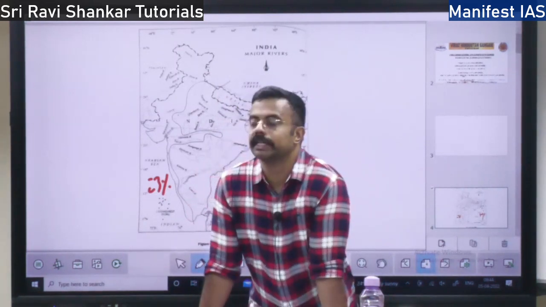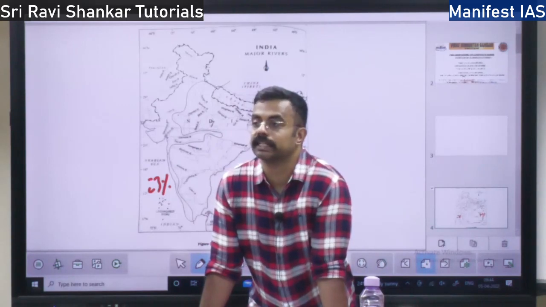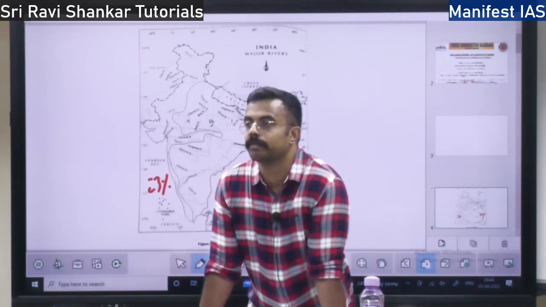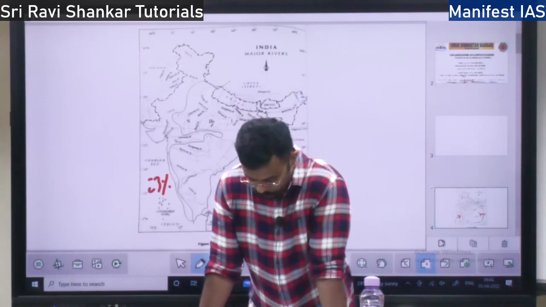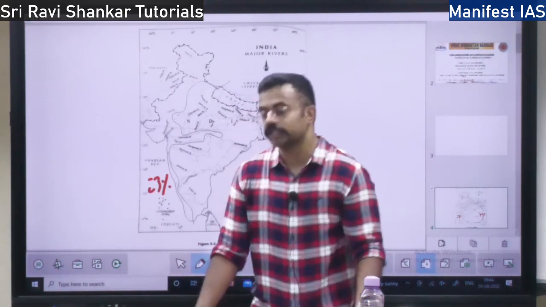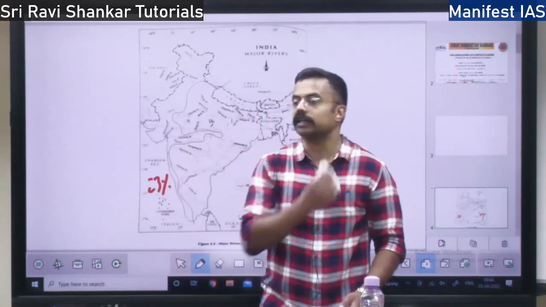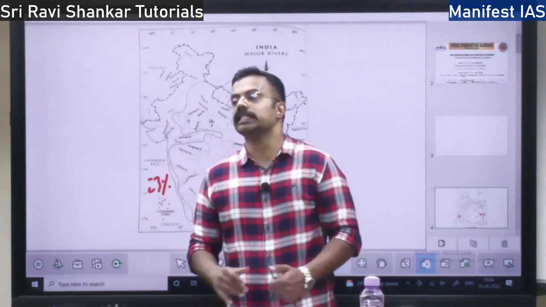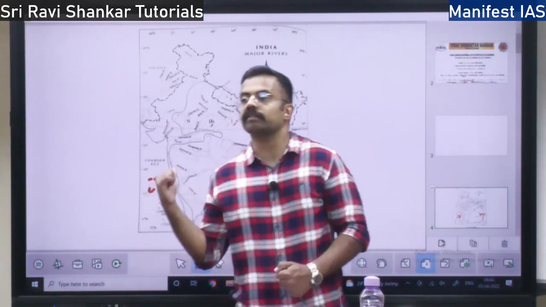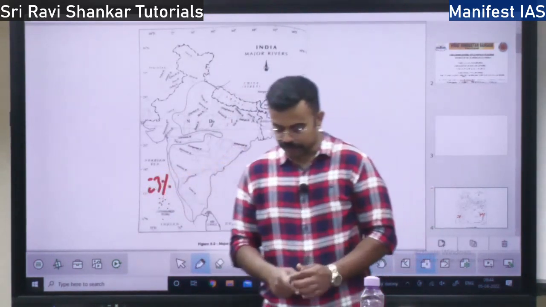So what are the major river basins in India? You have 14 major river basins, that is more than 20,000 square kilometer of catchment area. So what are the 14 major drainage basins? You have Ganga, Brahmaputra, and Indus. All these are the major river basins in India. Godavari, Mahanadi, Krishna, all these things, right?